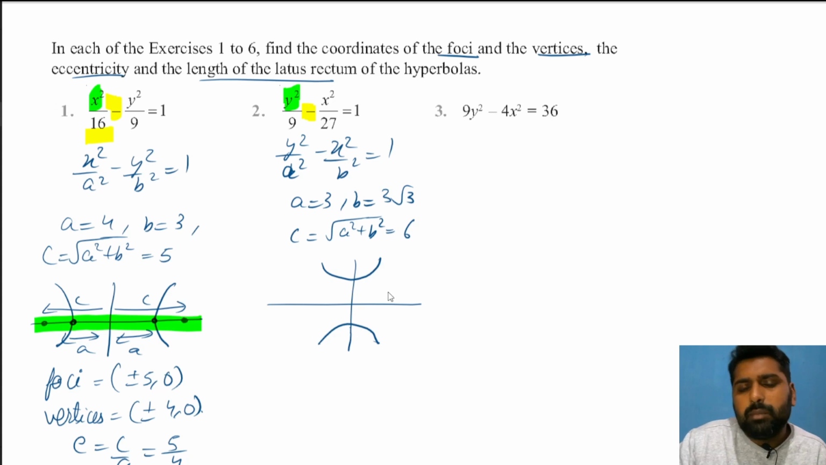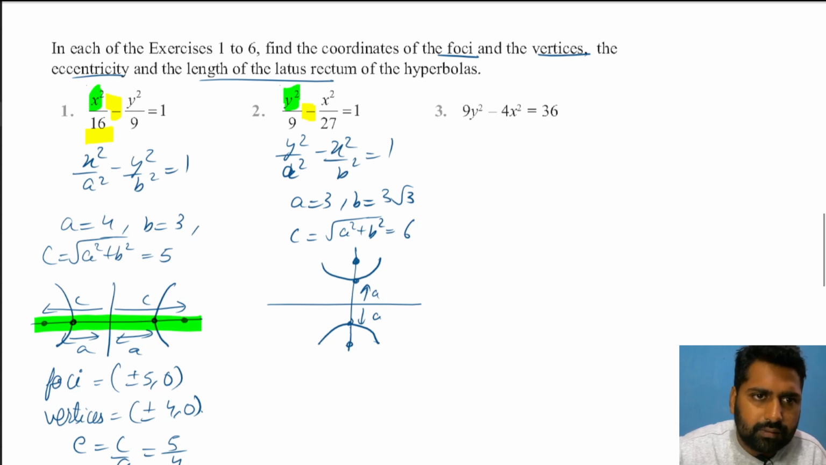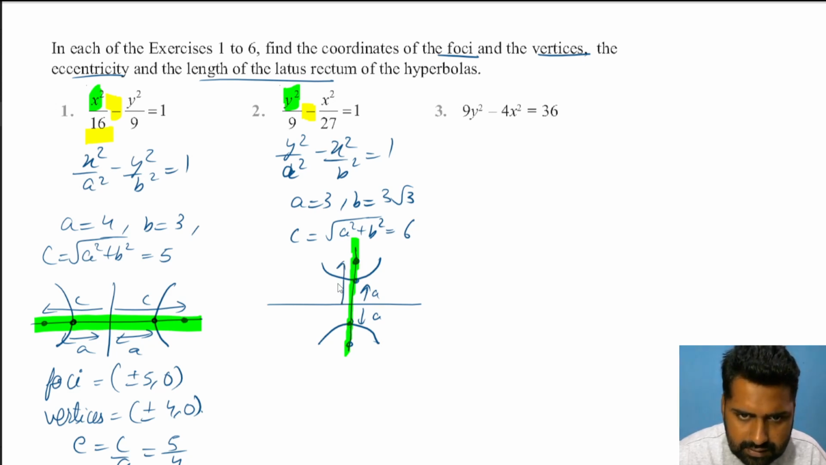Remember the words transverse and conjugate. In some particular question they can use those words to confuse you. Again, same thing, A, and the focus is inside. This is the transverse axis on which the hyperbola cuts, and this distance is C.